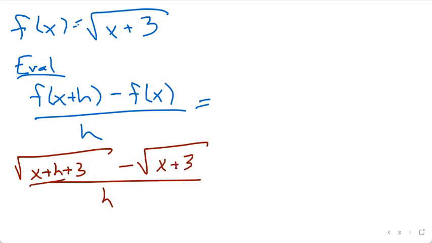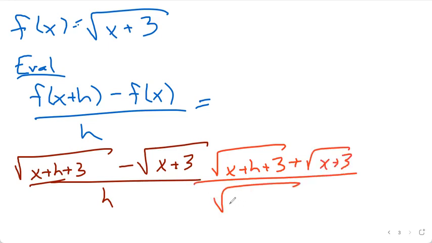In this case, we're multiplying by what's called the conjugate. The conjugate differs in the middle sign. So instead of a minus, it's going to be a plus here. So I'm going to multiply by the square root of x plus h plus 3 plus the square root of x plus 3, again, over itself. And it's okay if you have a square root in the denominator. We're dealing with an expression here. We're not rationalizing numbers like we normally would.